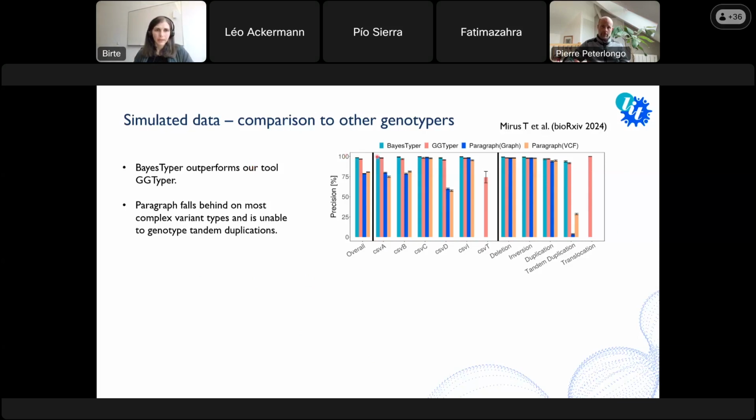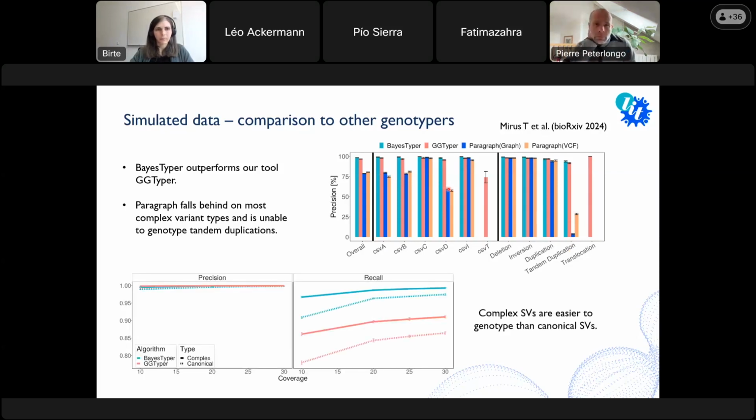And it seems that BayesTyper outperforms GGTyper in terms of precision, at least if you apply filters. No, this is without filters. But Paragraph falls behind, especially on tandem duplications here and some complex types of variants shown here. And this is just zooming into the precision and recall on different coverages again, where you can see that BayesTyper actually outperforms our tool on the perfect simulated data.